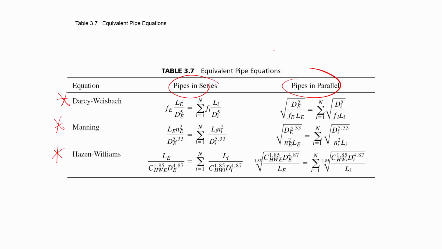Keeping in mind that for the pipes in series, what we have that is the same is the flow rate, and for pipes in parallel, what we have that is the same is the friction. Example 3.10 on page 82 explains very, very well and it shows an example of an analysis of pipes in parallel. And I don't think I can explain it better than it is in the book.